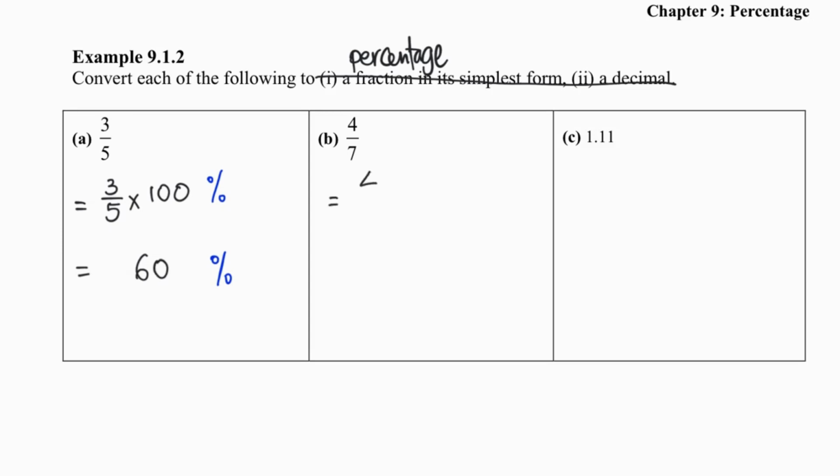So let's continue. 4 over 7 times 100%, and this will yield 57.143 percent to 5SF, followed by the final answer to be given in 3SF. In this case, 57.1%.